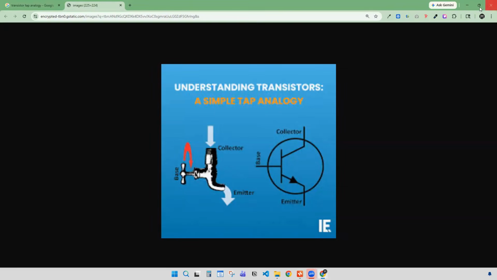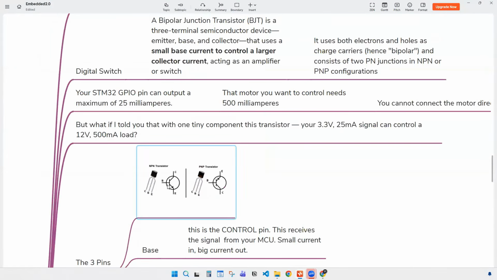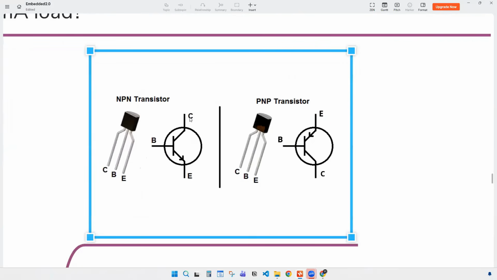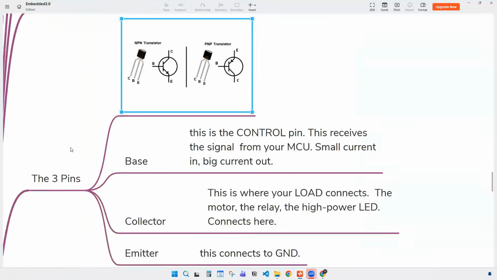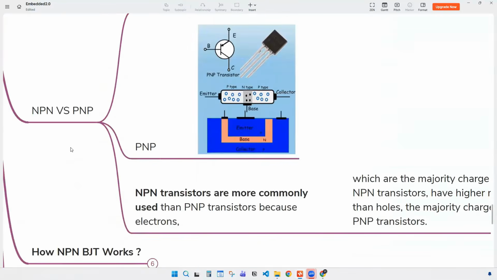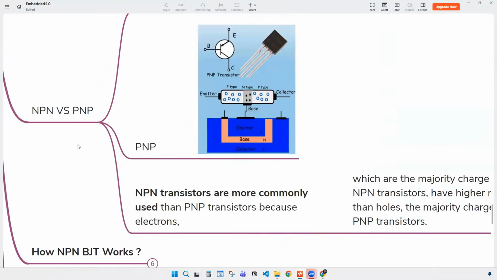Same as that, just see the transistor. Whenever you see the transistor, the pins are the collector, base, and emitter. The collector is the place where your load is connected. It might be an LED, a motor, a relay, anything connected on the collector side. The emitter side is connected to the ground. The base pin is the control pin, which you connect to the microcontroller, because that is what helps control the switch, on and off.